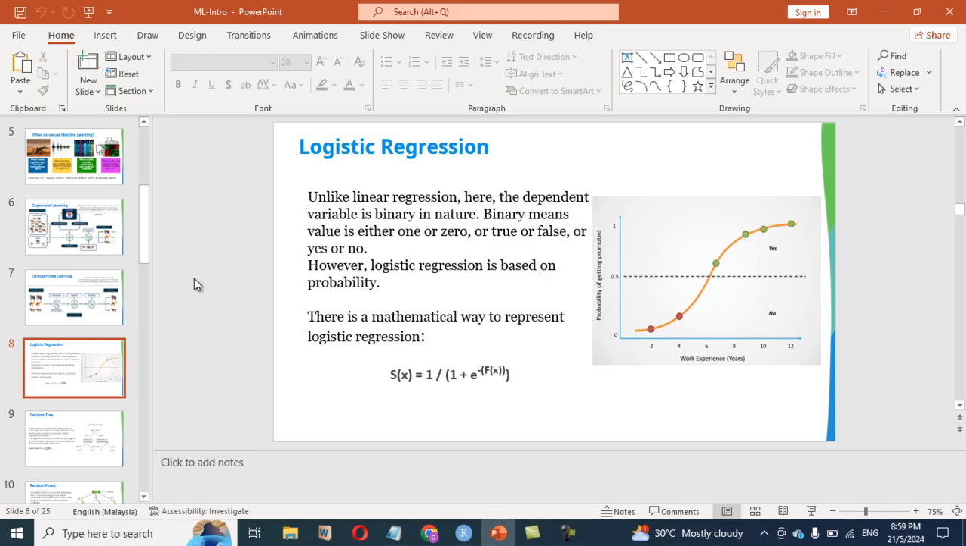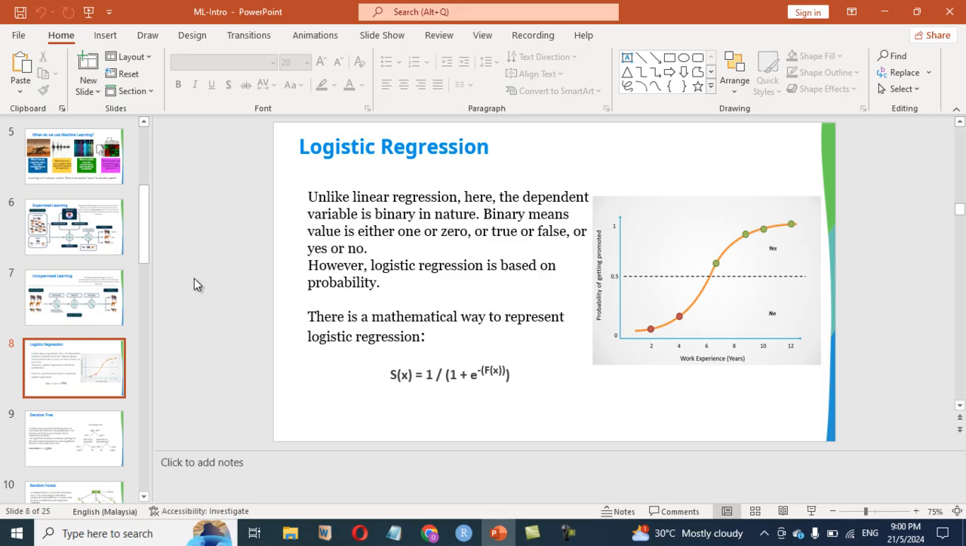Now we want to look at logistic regression, and not unlike linear regression, the dependent variable in logistic regression is binary in nature. Binary means the value is either 0 or 1, true or false, yes or no, and which is also based on probability.